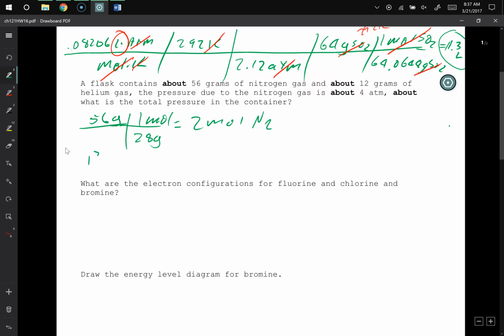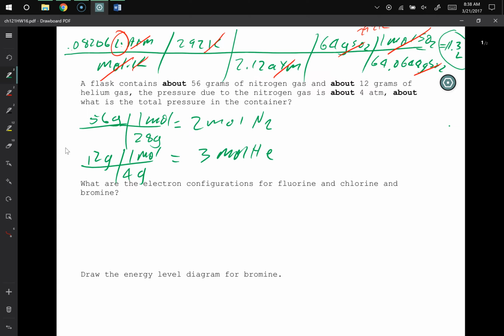And if I've got about 12 grams of helium, and helium's mass is about 4 grams for 1 mole, I've got about 3 moles of helium in the container. And I am being told that the nitrogen's pressure, these 2 moles, is equal to 4 atm. So what's the pressure of the helium going to be?